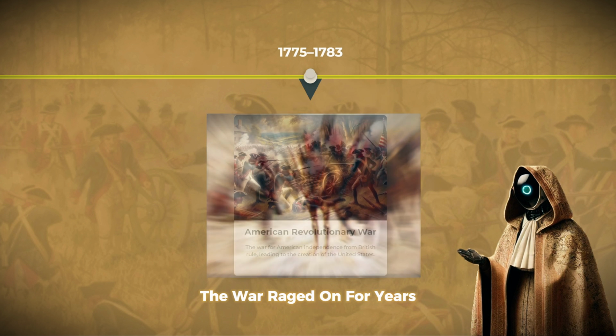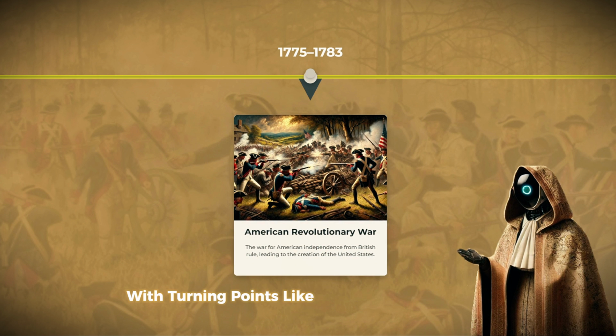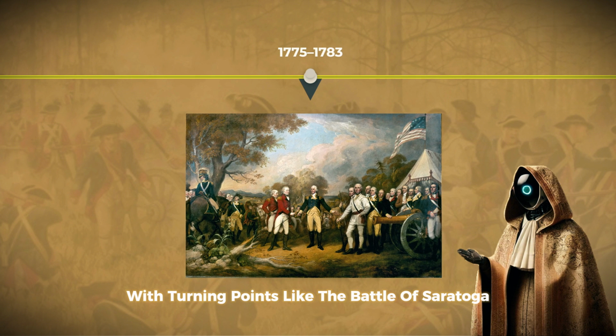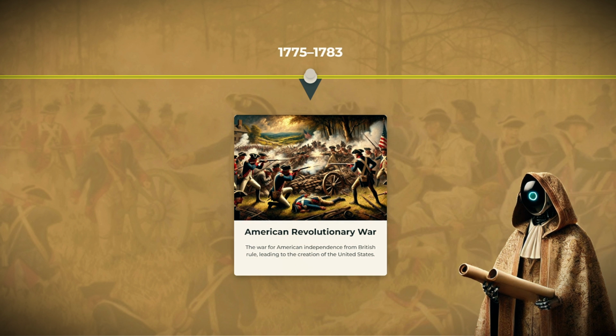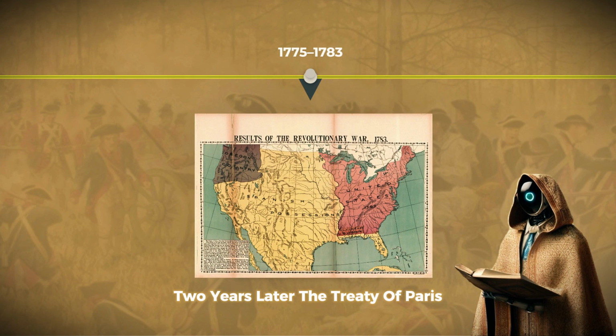The war raged on for years, with turning points like the Battle of Saratoga and the brutal winter at Valley Forge. Victory came in 1781 at Yorktown, forcing Britain's surrender. Two years later, the Treaty of Paris officially recognized the United States. The war was over, but America's conflicts were only beginning.